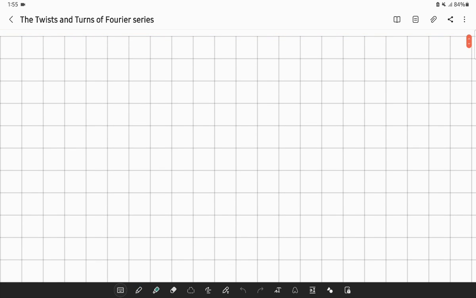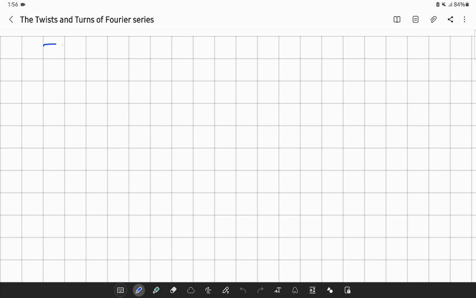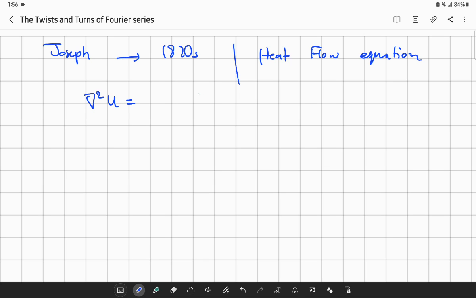So the Fourier series historically was discovered by Joseph Fourier in the early 1820s while he was studying the heat flow equation, which is a very physical problem. And his motivation was as follows. The heat equation goes something like this. This is the Laplacian of U. U is some quantity. You can consider U to be the temperature, equals some constant 1 over alpha times partial U over partial time.